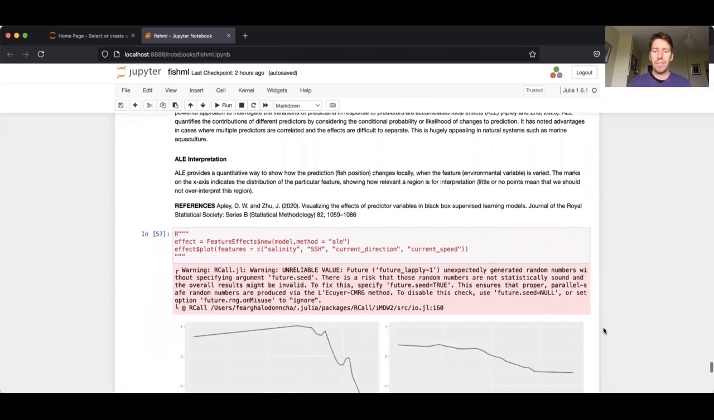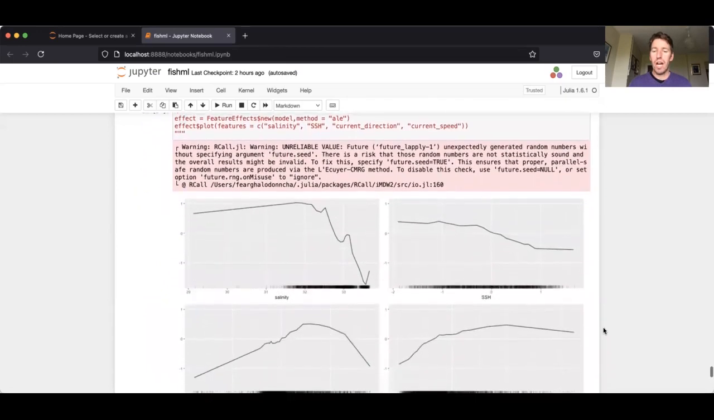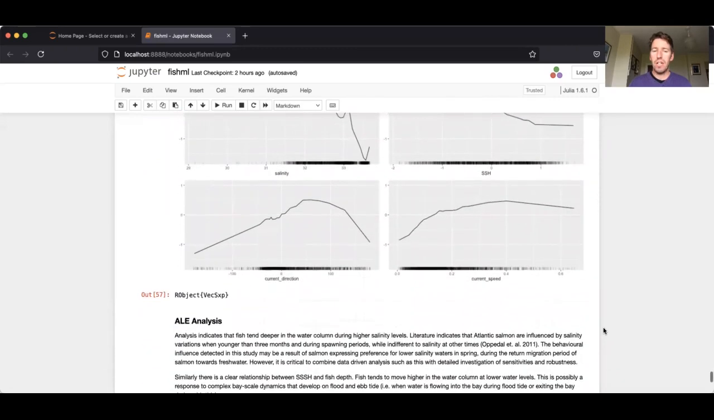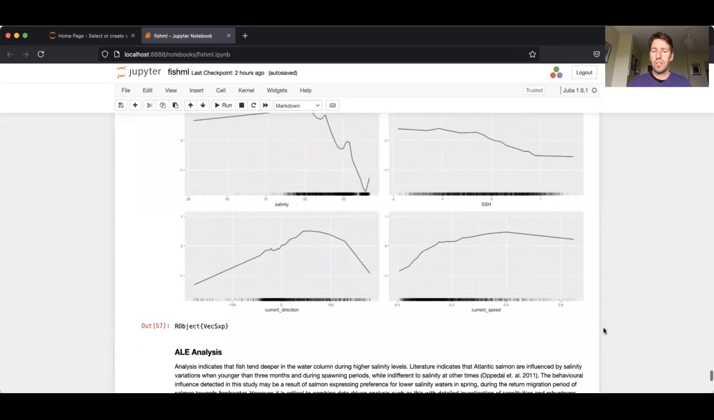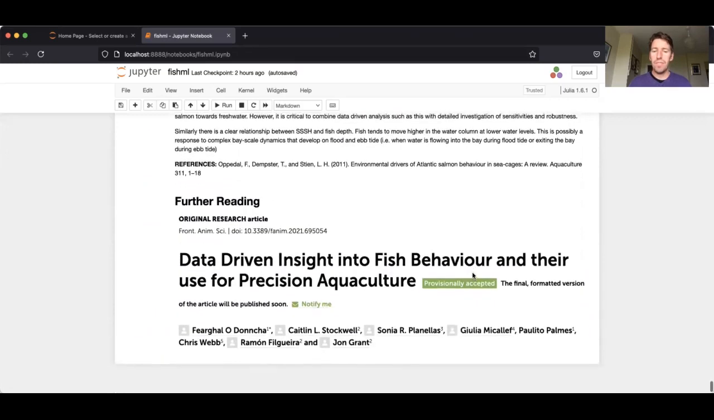completely via the accumulated local effects interrogation to better understand how these vary at a clustered level as an effect of salinity, sea surface height, current direction, and current speed. So for example, for sea surface height, we see that there's an almost linear relationship between variations in sea surface height and response from the cage dynamics.